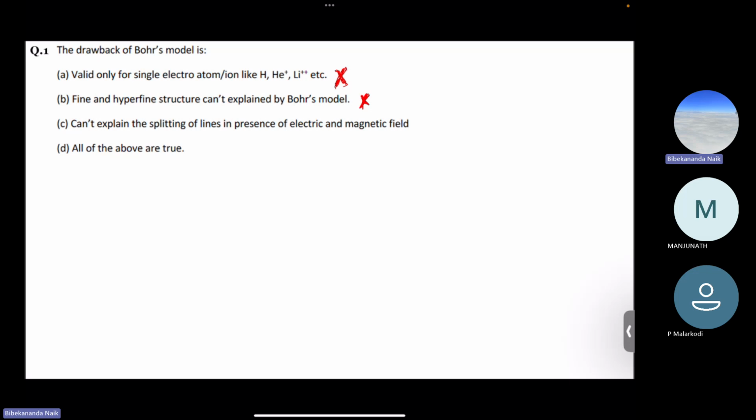So as long as you don't discuss these motions, and you discuss only the motion related to the orbitals or the stationary state, there will be no discussion related to the splitting of lines, because the splitting of lines is due to the effect of the magnetic field and electric field on the orbital and spin motion of electrons. So this was also not explained by Bohr's model. So what will be the correct answer? Eventually, the correct answer comes out to be option D, that is, all of the above are true. So now, is this clear to everyone?